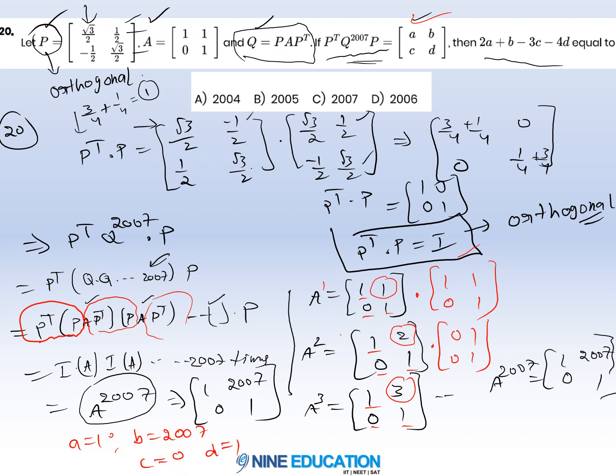Now we need to find this expression value. 2 into A, which is 2. 2 into A is 2, plus B is 2007, minus 3C, which is 0, minus 4D, minus 4. So 2007 plus 2 minus 4 is minus 2. So it will be 2005. So 2005 is the final answer.